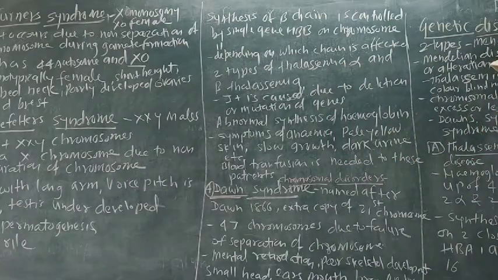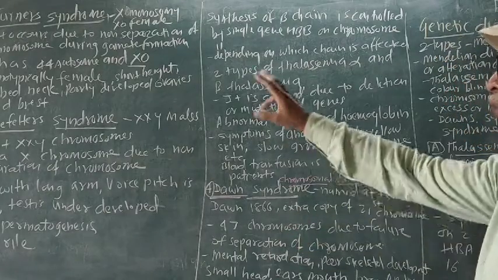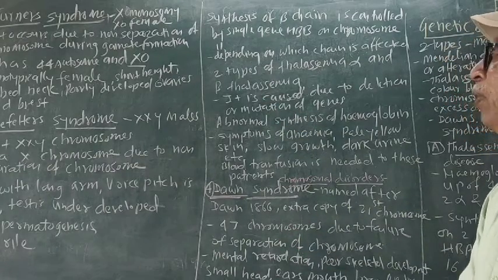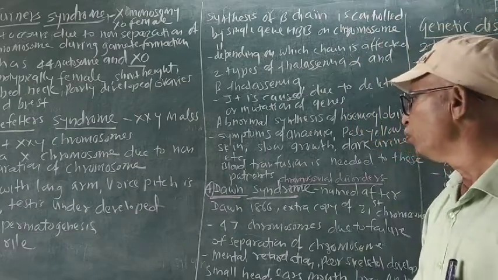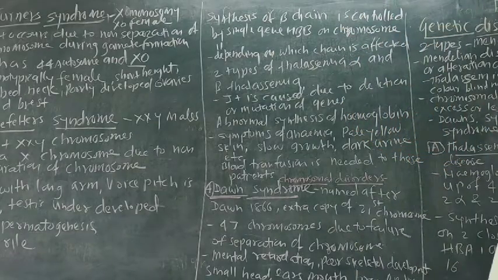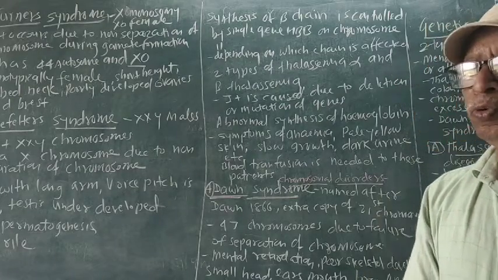Now another type is called the Down syndrome. Thalassemia is a Mendelian disorder. Now the remaining 2-3 we have to study. Down syndrome, Turner syndrome, Klinefelter syndrome are the chromosomal disorders. Chromosomal disorder means there is addition or less number of the chromosome number.